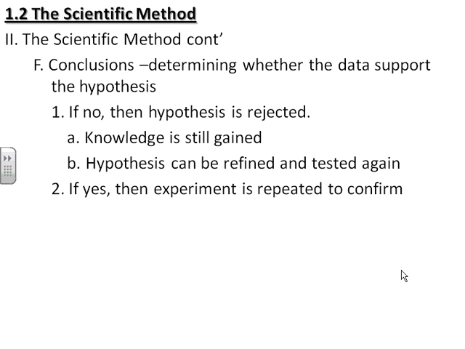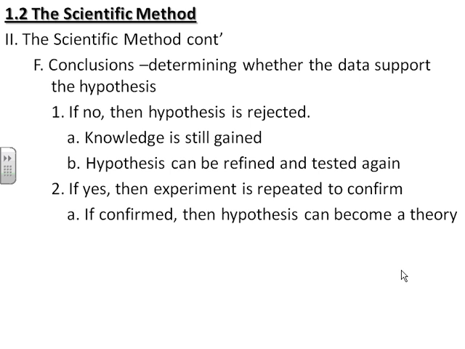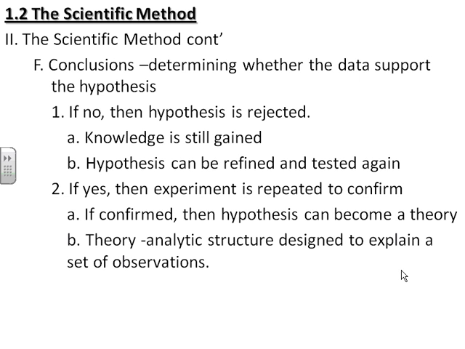You're still learning something. Now, the other fate our hypothesis can have is that if it is supported by the data, then we repeat the experiment to confirm that support. And if it's confirmed, then we say that the hypothesis can become what we call a theory. And a theory is an analytic structure designed to explain a set of observations. So a theory in science is much different than a theory we use in common language, where we say, oh, my theory is this. Well, no, a theory is something that's been supported through observable evidence time and time again.